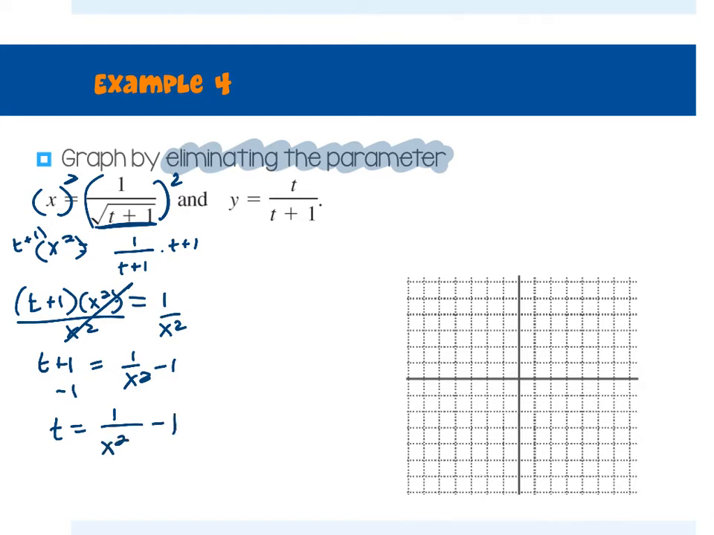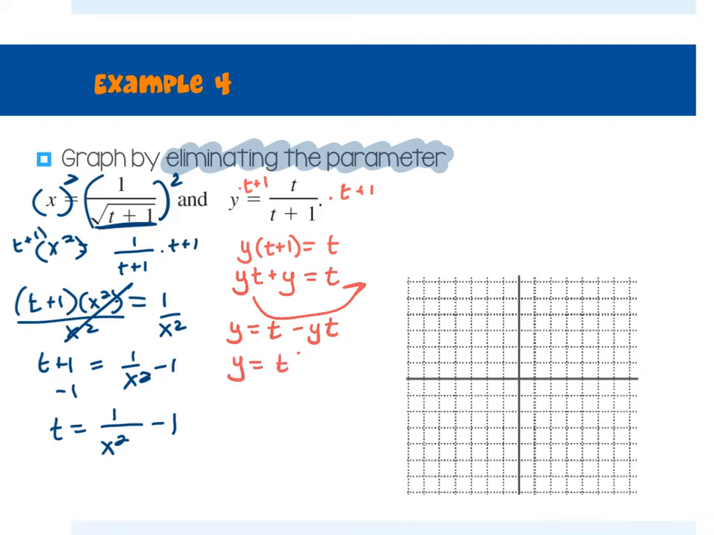Which is a little complicated, but the right hand side is not much better because there's 2 t's. If I multiply by t plus 1, I'd have to get everything to the same side, so I'd have to distribute this, get the t's to the same side, take out the t, and then divide. So t would equal y over 1 minus y.